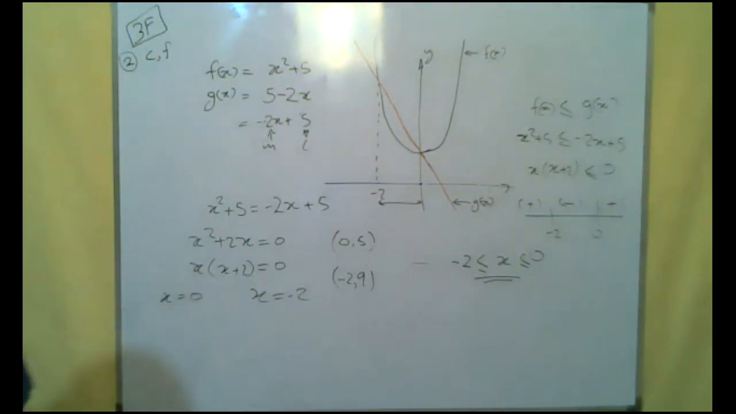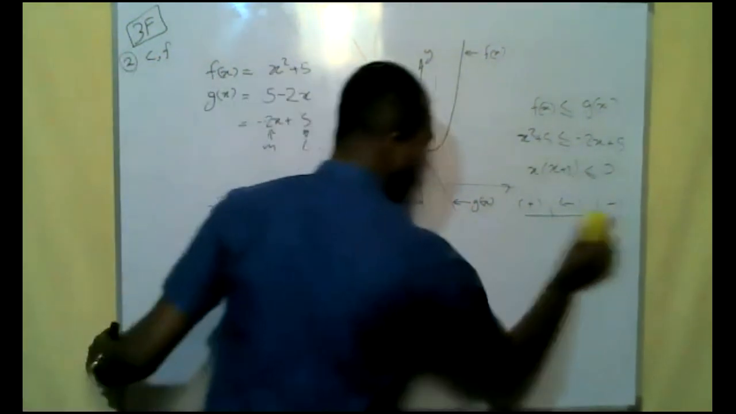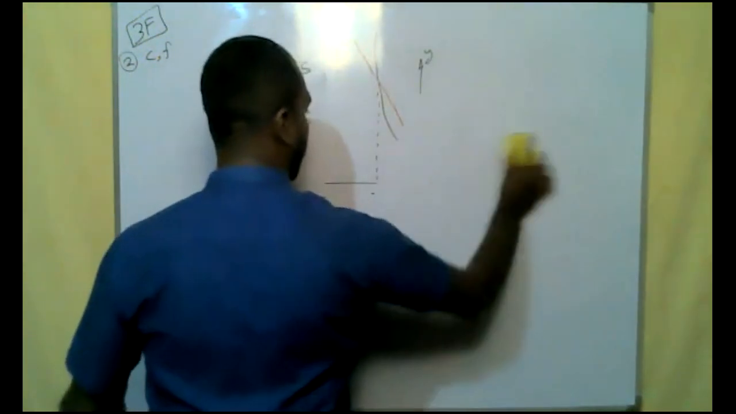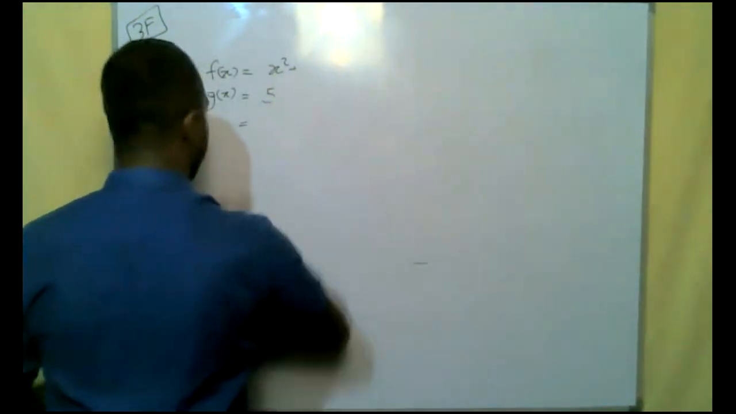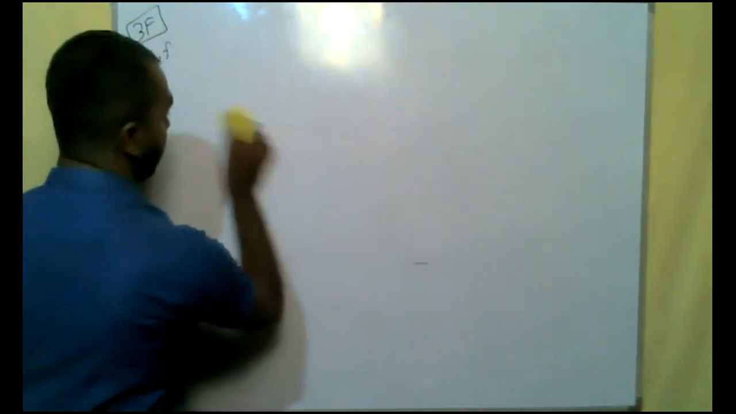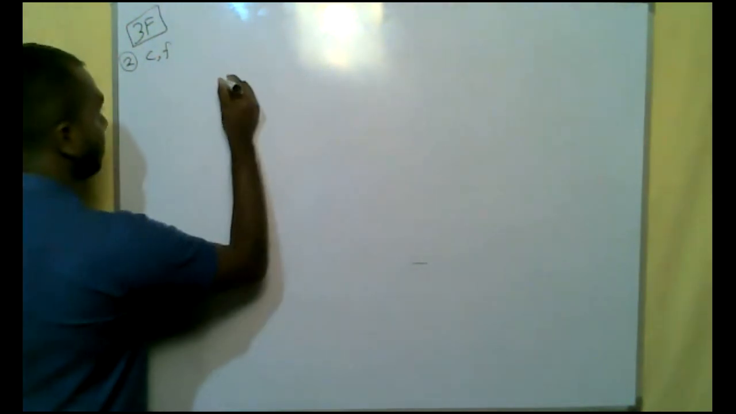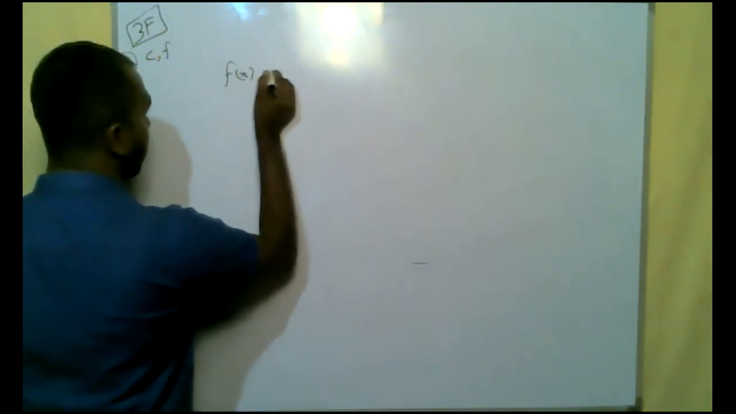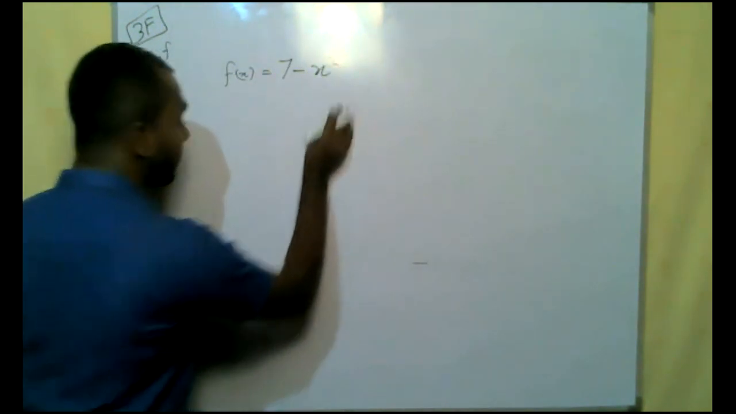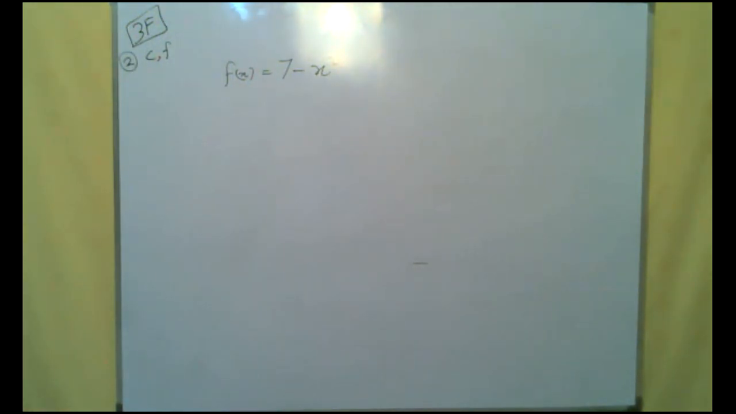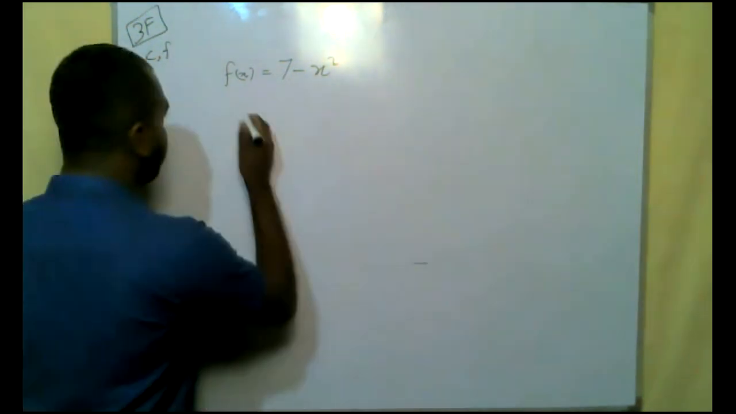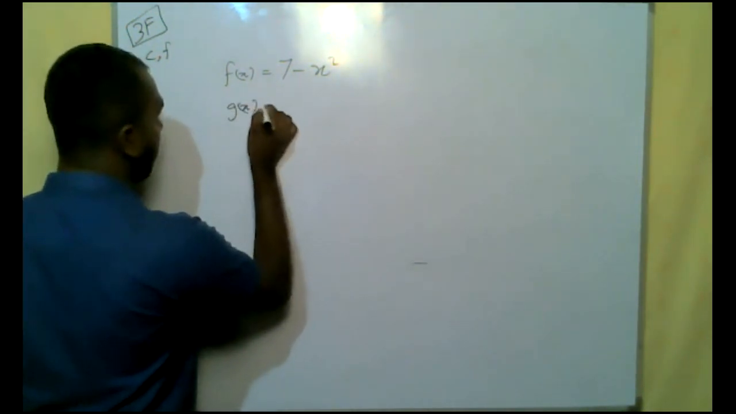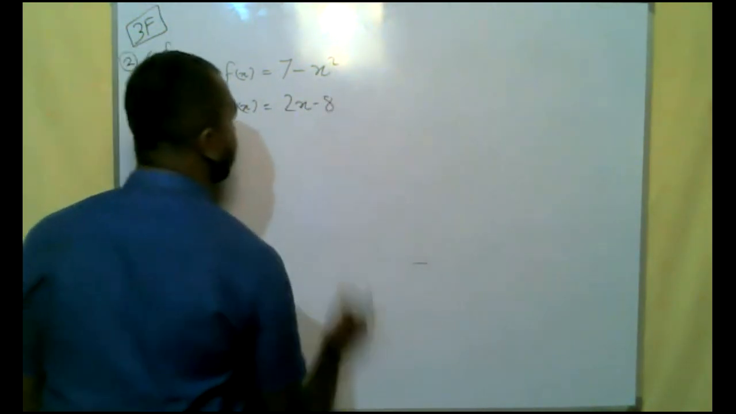Okay, so let's jump into part F. What is part F? f(x) equals 7 minus x squared, and g(x) equals 2x minus 8.